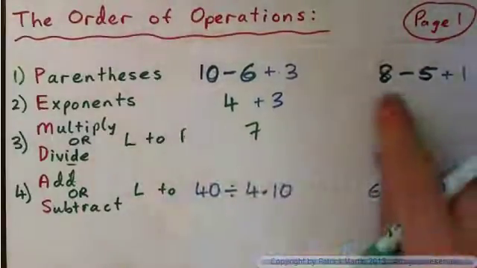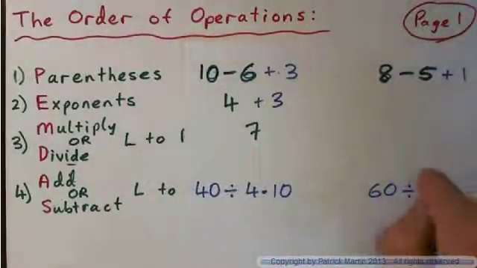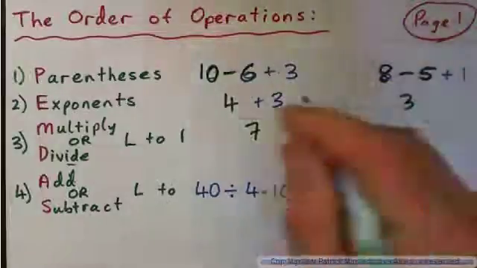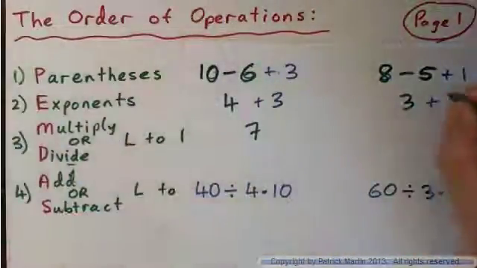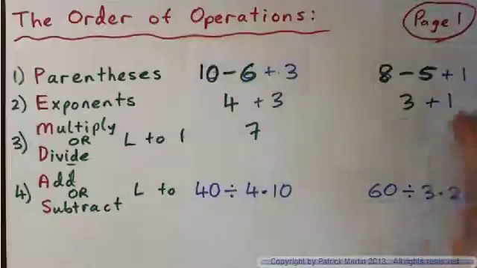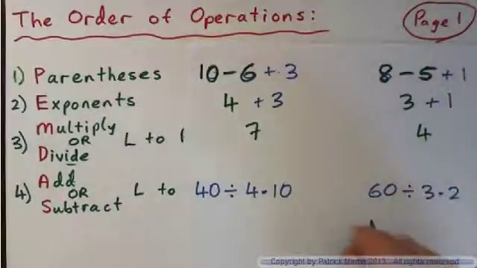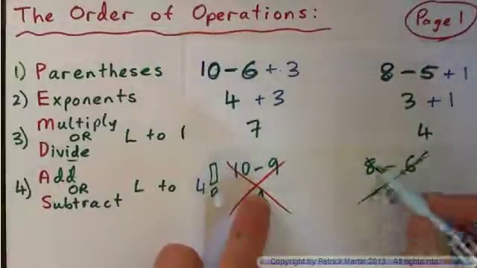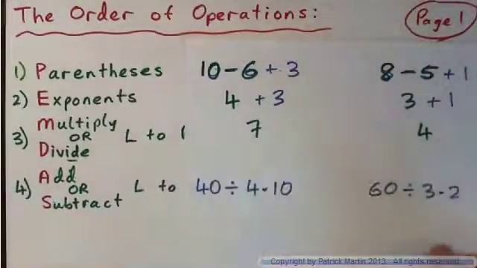So basically we add or subtract from left to right. Okay. So 8 minus 5 is 3. And now we have 3 plus 1. And 3 plus 1 makes 4. So the answer is 4, not what some people might get, which would be 2. Okay, so you got to watch out for that.